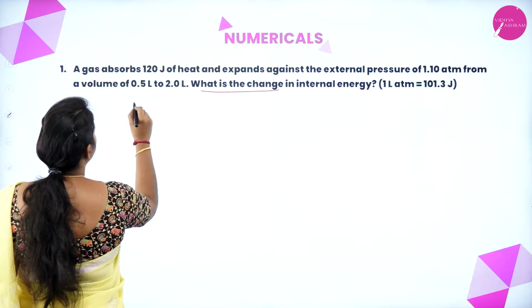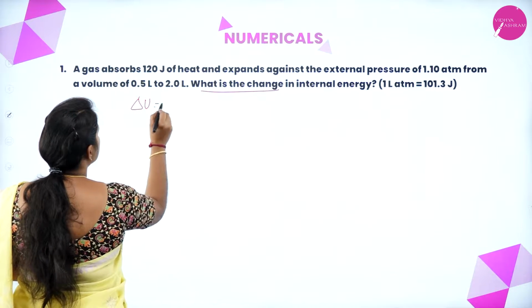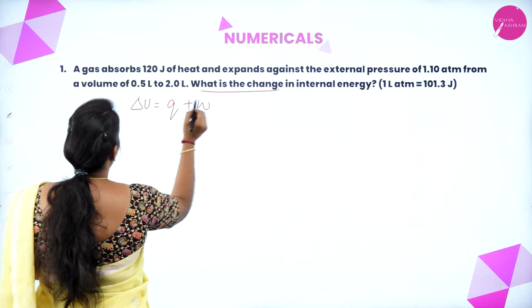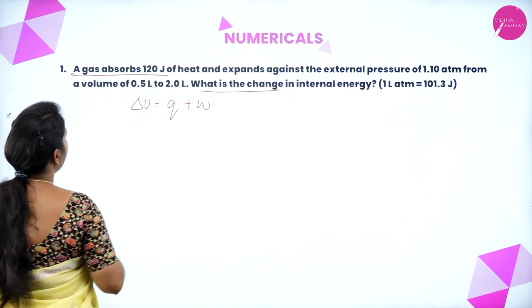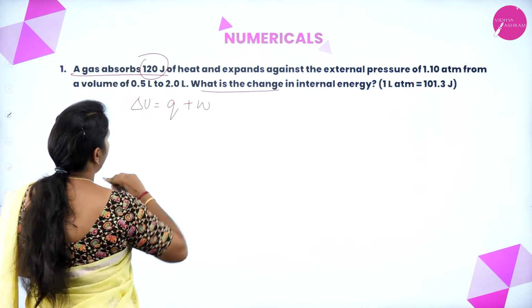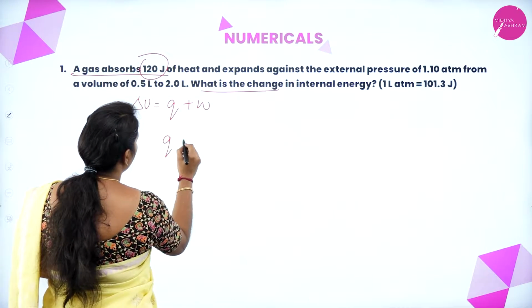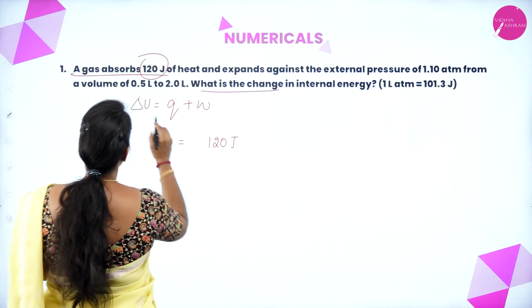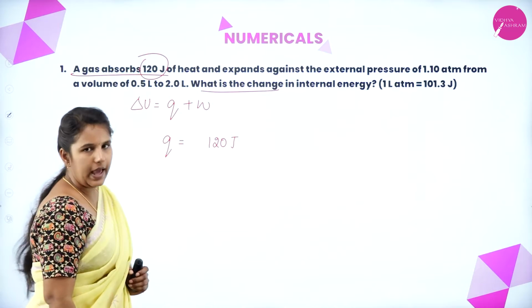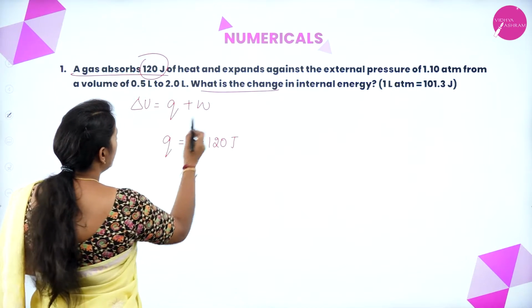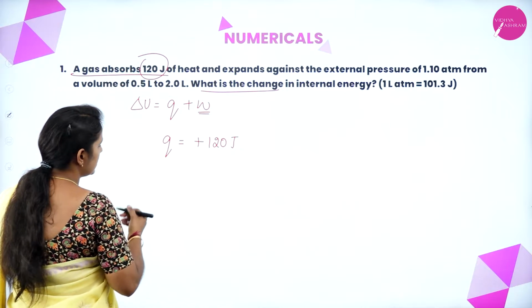We know that the change in internal energy is obtained by the formula Q plus W. They have given that the gas absorbs heat, so they have given the Q value, that is 120 joules. You can see that the gas absorbs heat, hence it gets a positive value. Now we need to calculate W, that is the work done.